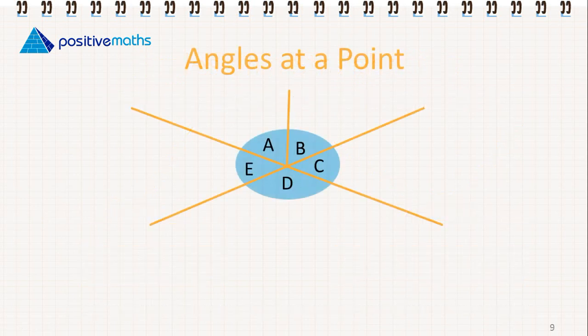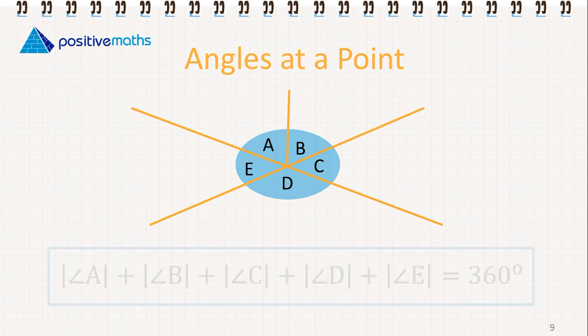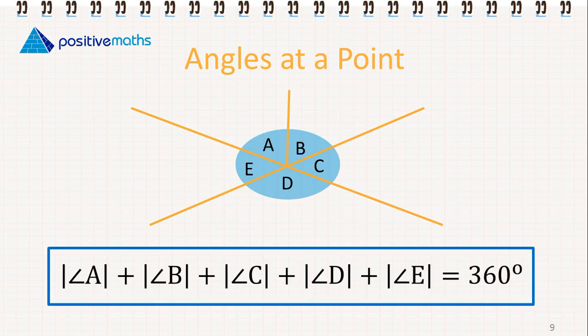We learned before that a full revolution of a circle, or full angle, is equal to 360 degrees. So therefore, the sum of the angles at a point, so A plus B plus C plus D plus E, equals 360 degrees.